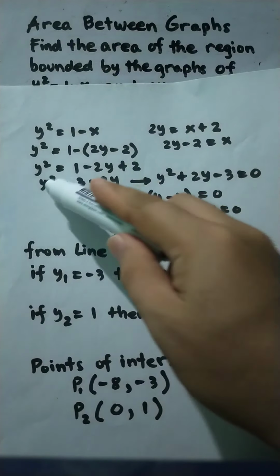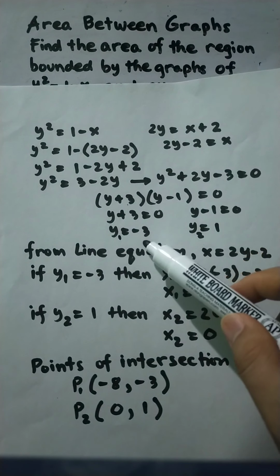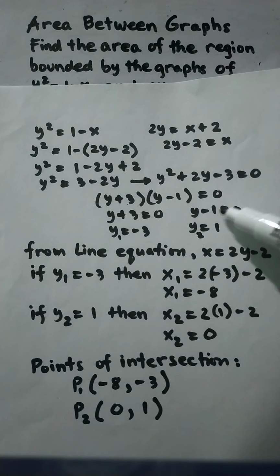So y plus 3 equals 0 gives y sub 1. I am using this sub 1 as the first value of y. Y equals, when 3 is transferred to the other side, that becomes negative 3. On the other hand, y minus 1 equals 0, and then negative 1 to the other side becomes positive 1. So this is my other value of y. So I am using y sub 1 and y sub 2 for the different values of y.